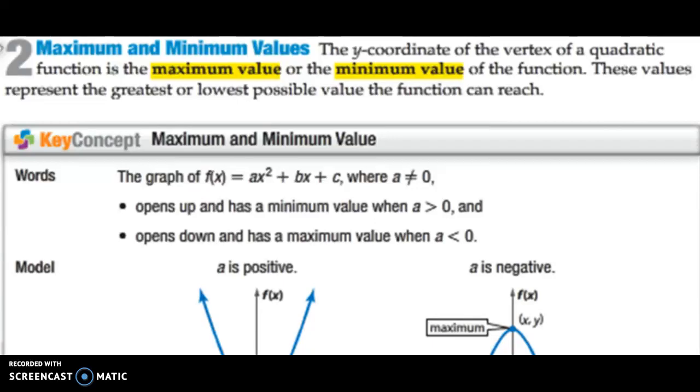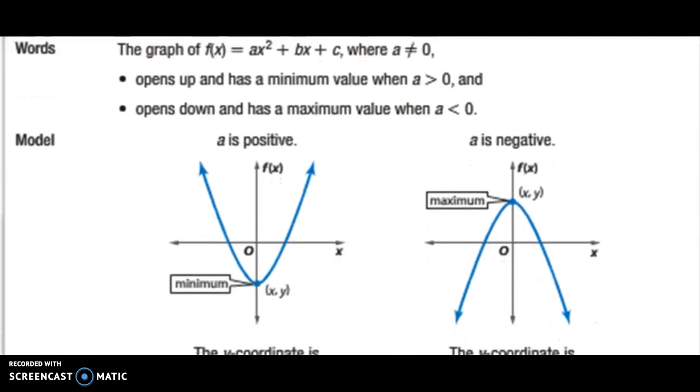So as we continue to talk about quadratic equations, one thing we can find out is that the graphs either have a maximum or a minimum value. And this says that either the vertex is the highest or lowest point of our parabola. So you'll see the difference right here.